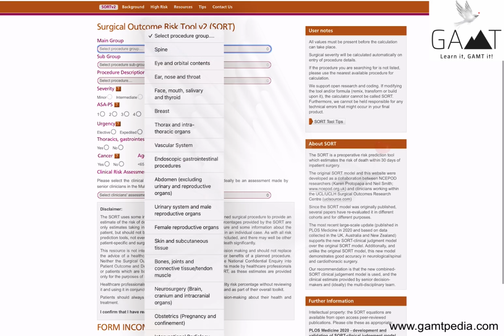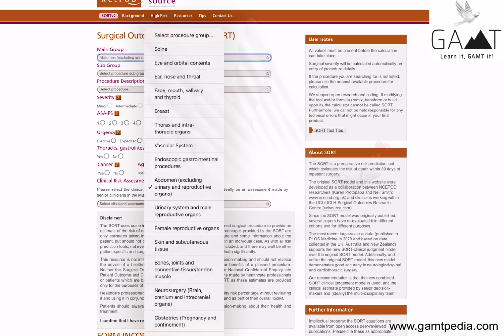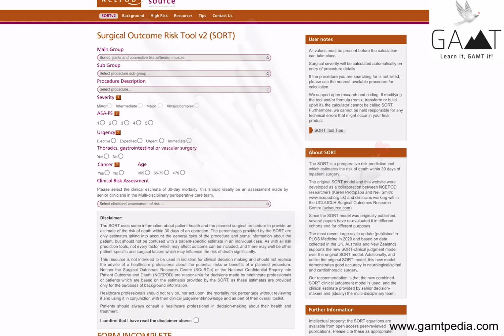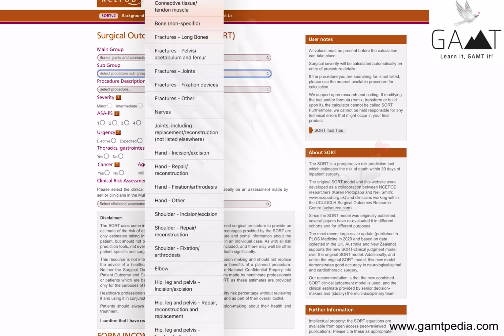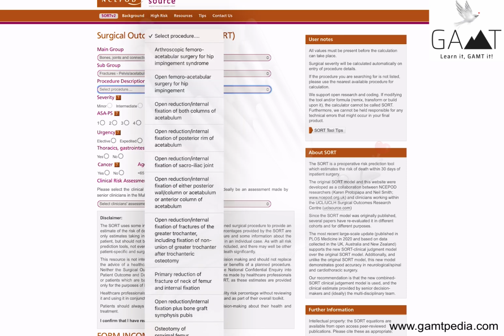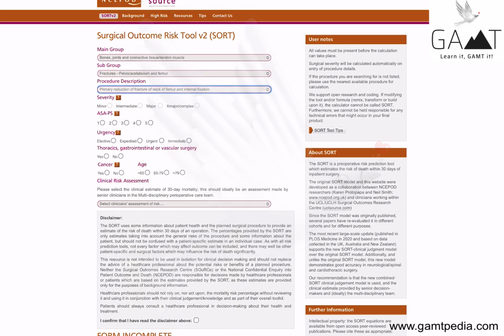So you just need to say, let's say you're doing a rib fracture, so I'm going to say bone and joints and connective tissue and subgroup femur. So fracture pelvis, sternum, femur. So primary reduction of fracture of femur and implant fixation, and automatically it goes to severity. So this is the first step to identify the severity of the surgery. So let's say ASA 3 and urgent. Thoracic gastrointestinal vascular surgery, no. Cancer, no. Age 65, 61.